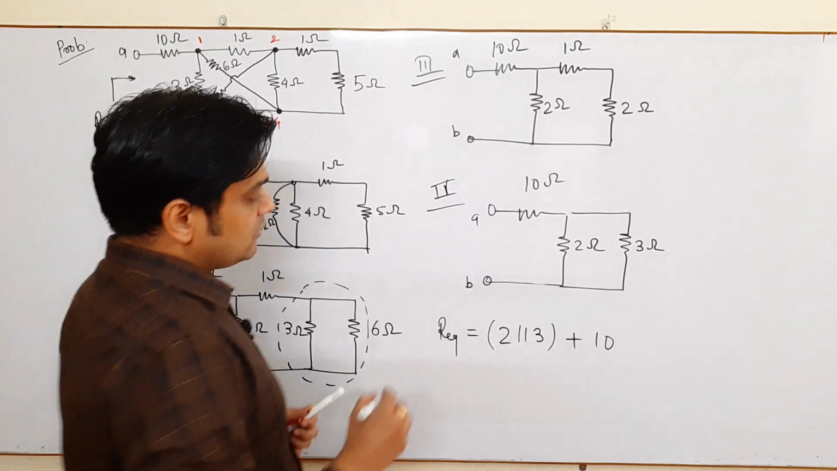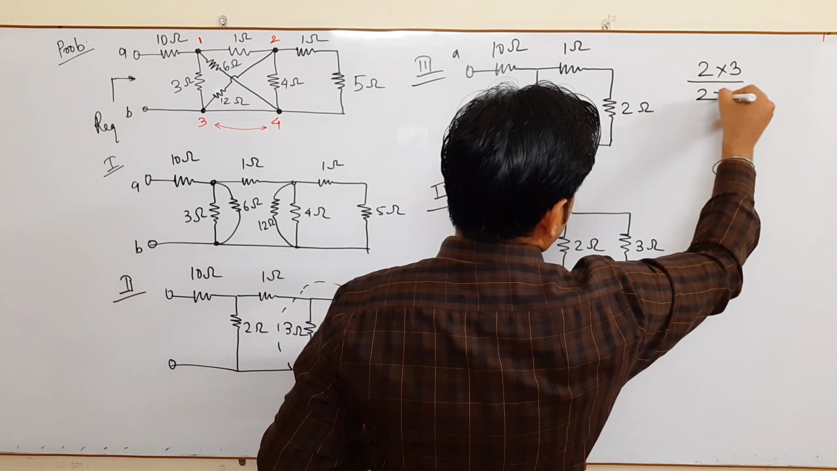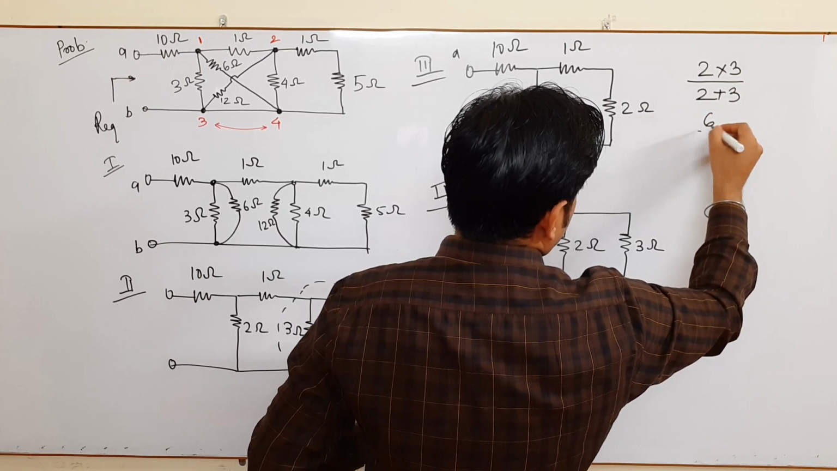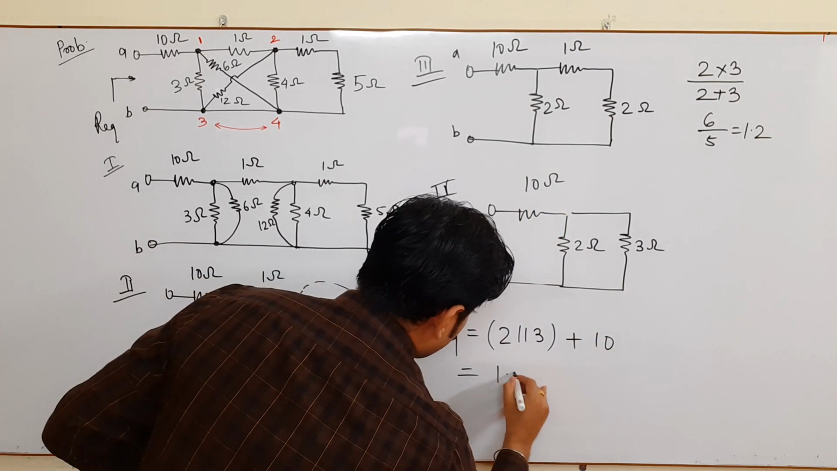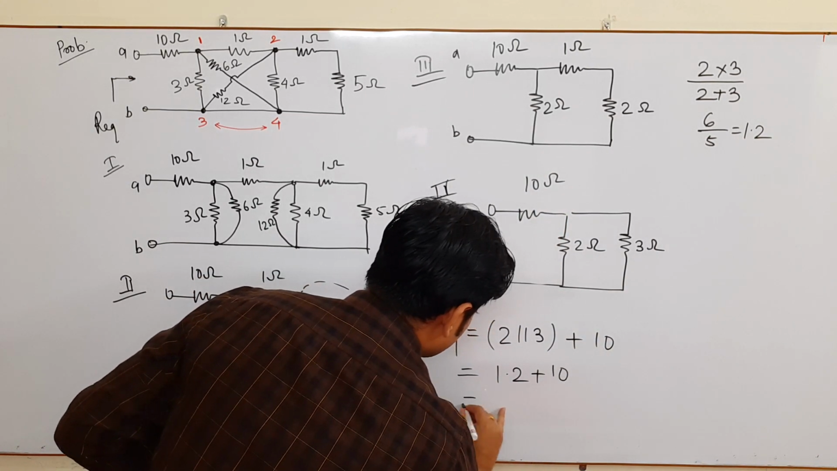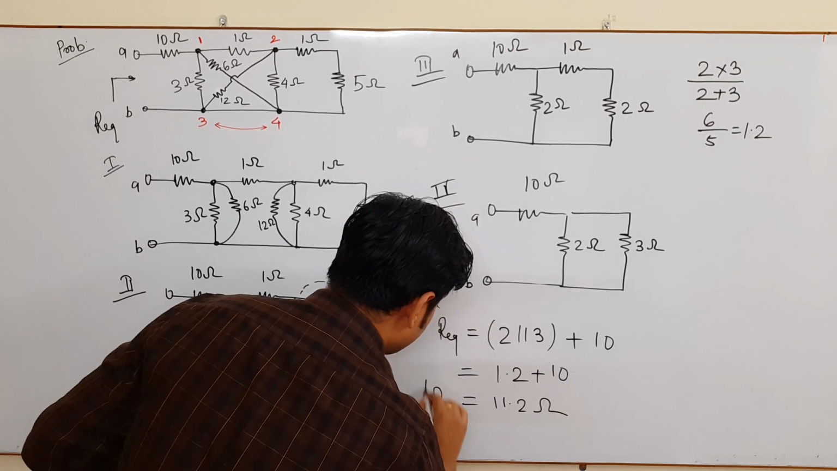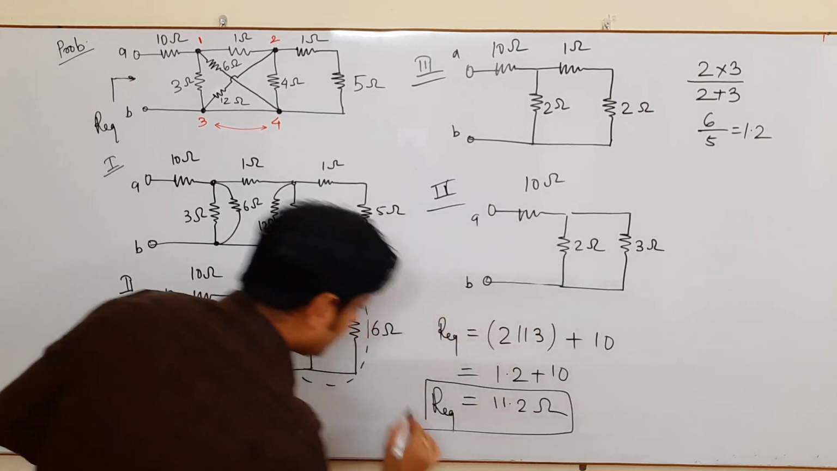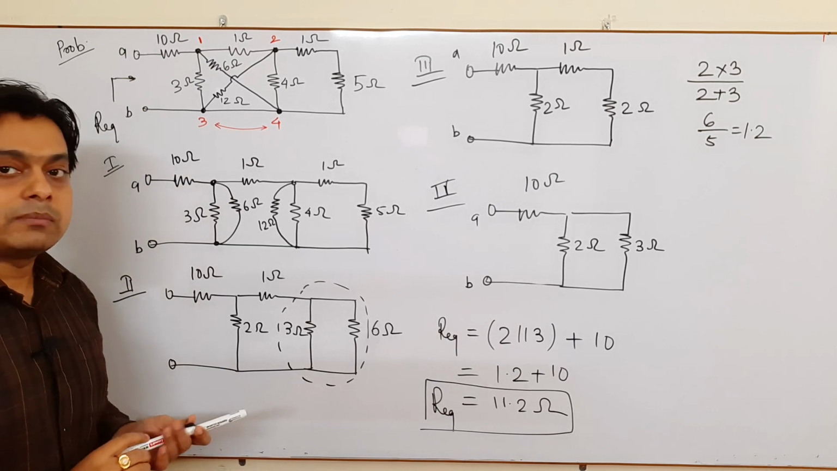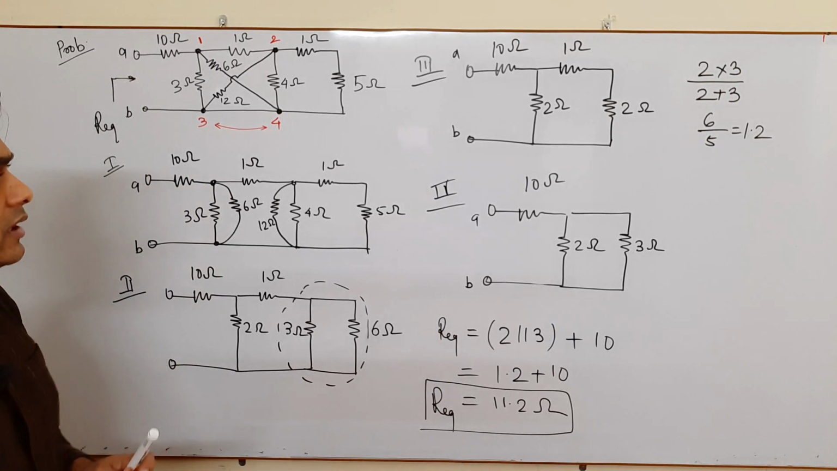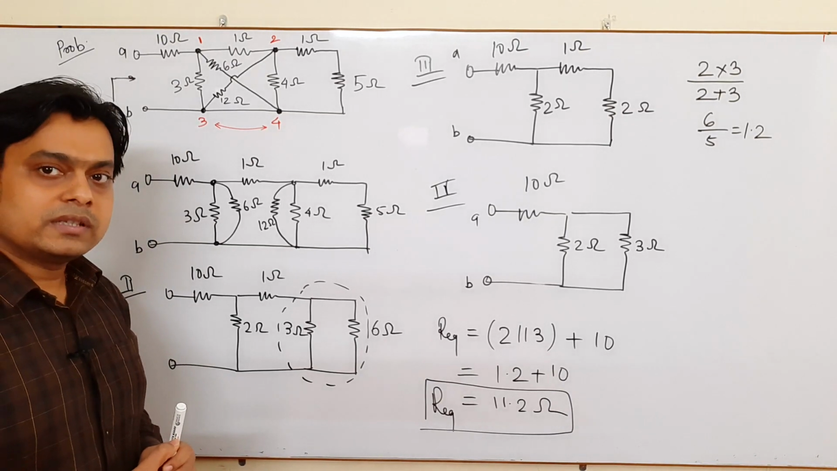So if you find the value of R equivalent, 2 parallel 3 is how much? 2 into 3 by 2 plus 3, that comes to be 6 by 5, that comes to be 1.2. So you can write here 1.2 plus 10, that comes to be 11.2 ohm. This is the value of R equivalent. Very important. With this we have solved our problem. The value of R equivalent comes to be 11.2 ohm. Just by repeating, one can easily understand how we have solved this question.